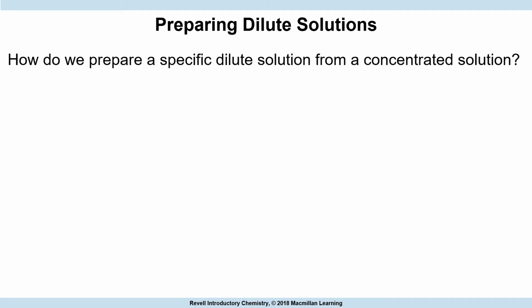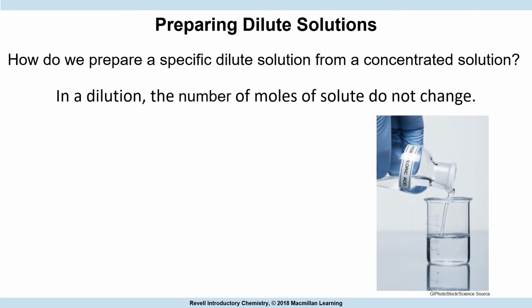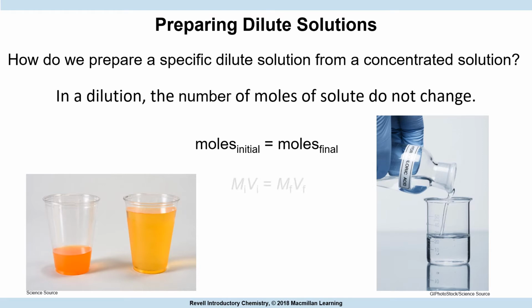Okay, so how do we prepare a dilute solution from a concentrated one? Common thing that you might do in the lab, maybe you've done it already, the dilution. We'd say, okay, the moles initial have to be equal to moles in the end. So this is the equation that we use, the moles per volume, and then we're going to make a dilution, so we're going to increase the volume, and the moles will stay the same.